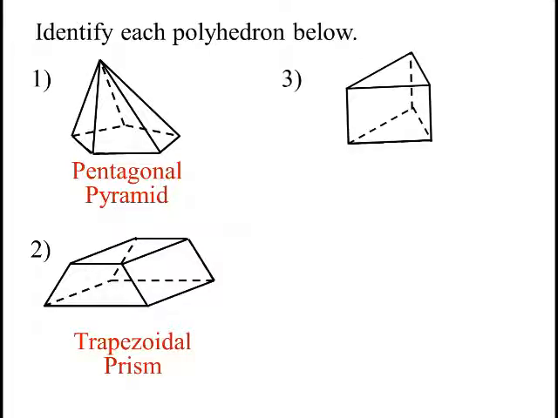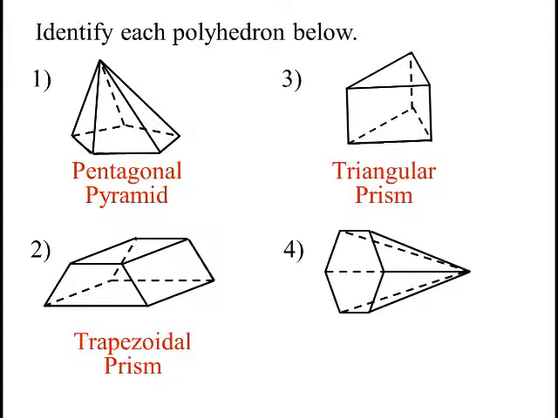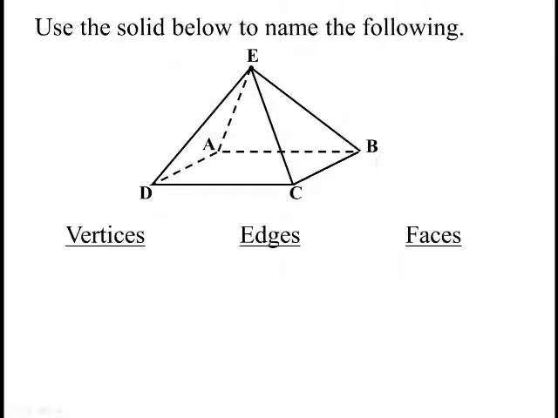How about this one? It's not pointy, but it does have parallel and congruent bases, which are both triangles, so this would be a triangular prism. This one's pointy, has one base, and the edges rise up to meet this point on the right side, so this would be a hexagonal pyramid. All right, so this figure here would be a square pyramid.